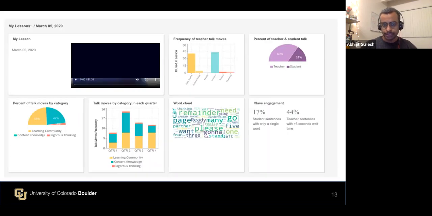Moving on to the feedback, this is an example of the feedback teachers see after the classroom recording. You have the classroom video, the frequency of different teacher TalkMoves, the teacher and student talk distribution, and the percent of TalkMoves by category, by quarter. We also provide information on the words commonly used during the classroom session.